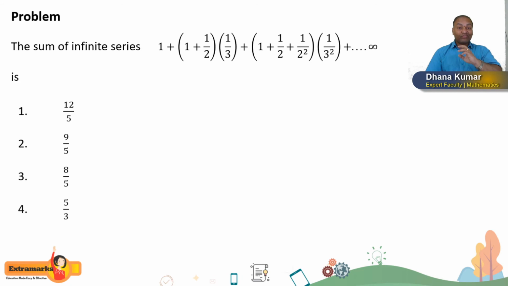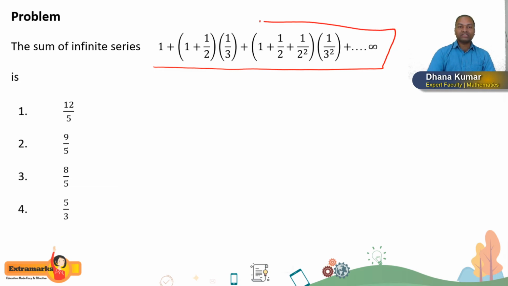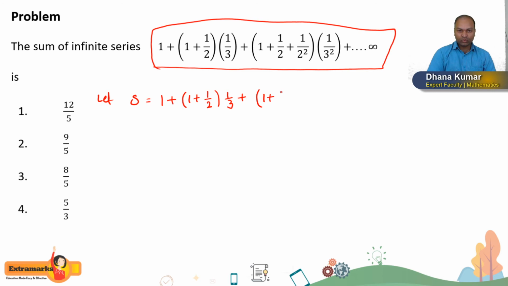The sum of an infinite series, one important model. The sum of the infinite series is dash. That is our question. Okay. Right. So procedure: let us say I am assuming the given problem is S. S is equal to 1 plus 1 by 2 into 1 by 3 plus (1 plus 1 by 2 plus 1 by 2 square) into 1 by 3 square plus, and so on to infinity.